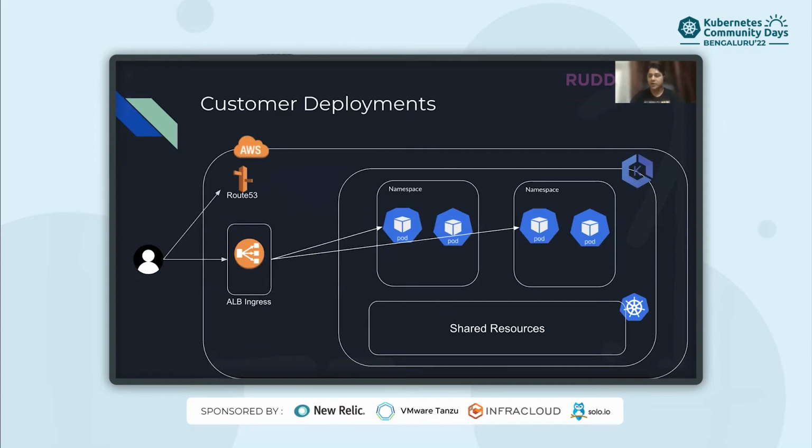This is more of a pictorial representation of how our architecture looks. Whenever there are multiple clusters running, we are using AWS Route 53 and ALB ingress for routing all the traffic from the external world to our network. We have shared services which we use across customers, but we also have dedicated services running for each and every customer.